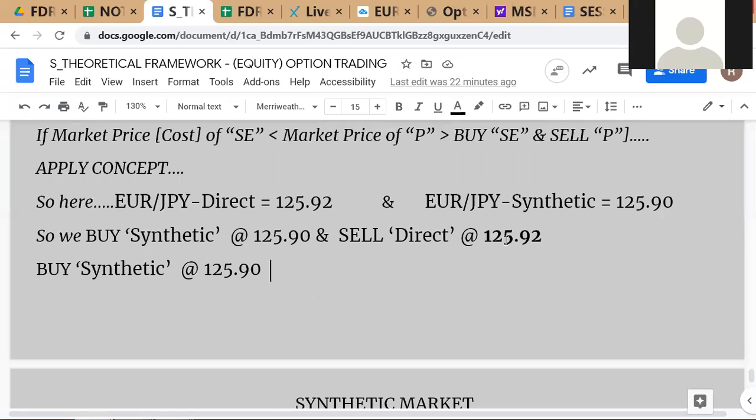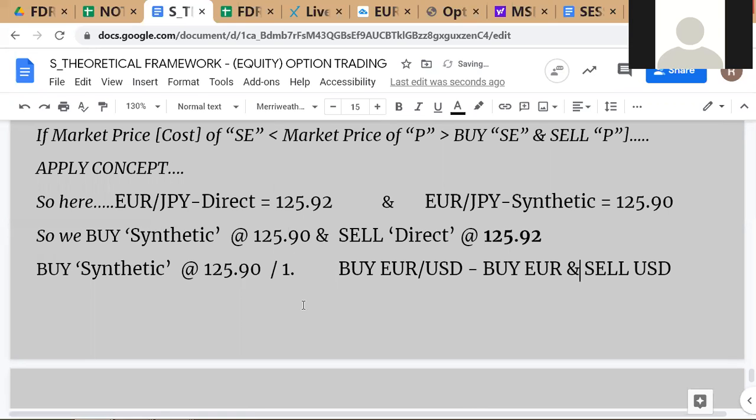You call up the market maker and say, what is the buy? Buy euros and sell yen. So here buy synthetic will have 2 parts. I'm just writing it quickly. Buy euros and sell yen. So you will have to basically buy euro USD. Okay, that means buy EUR and sell USD.